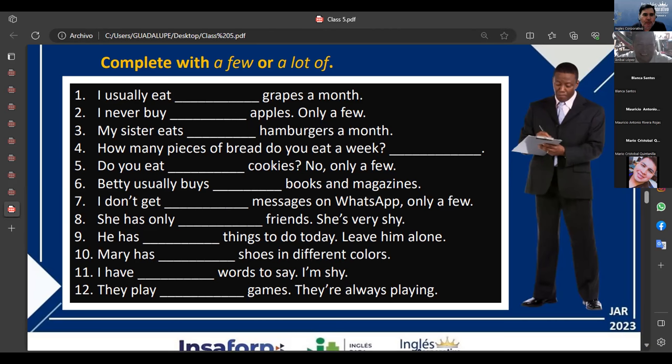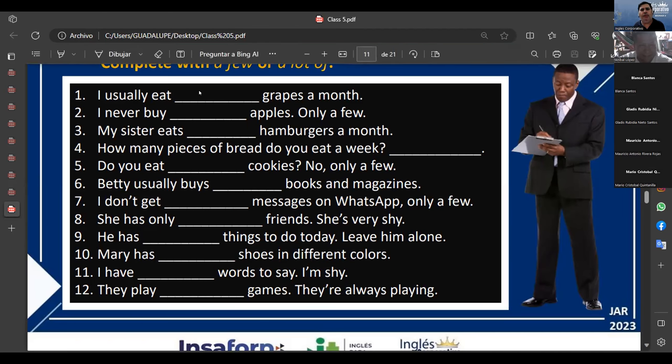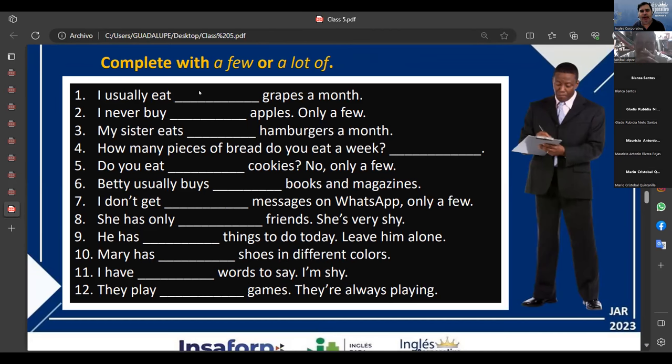I usually eat a lot of grapes. A lot of grapes, mom. Excellent. No puedo escribir. No, no problem. If you cannot write it, no problem, but you can say it. Okay.